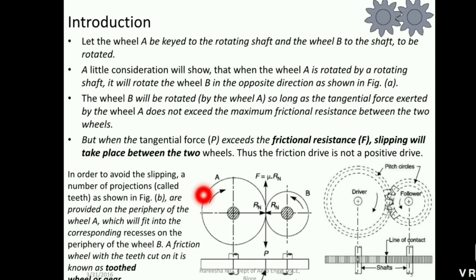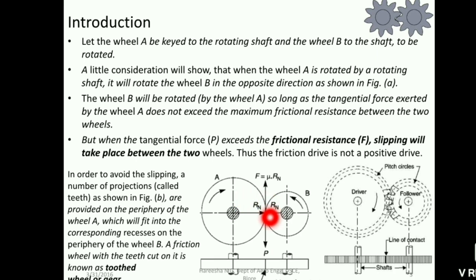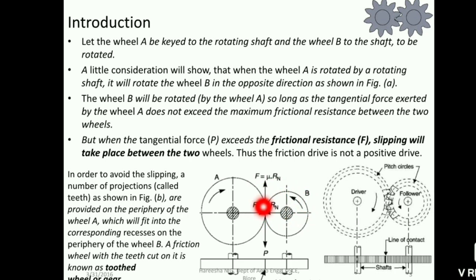So what happens here is, you can see the thrust force acting downwards and the force of friction acting opposite to it. If the tangential force acting downwards does not exceed the frictional force, then these two wheels can rotate freely. That means if this wheel is rotating in this direction, this wheel will be rotating in the opposite direction. But when this tangential force P exceeds this frictional force F, the wheels begin to slip over each other, and that means you cannot transmit motion from one wheel to another wheel.